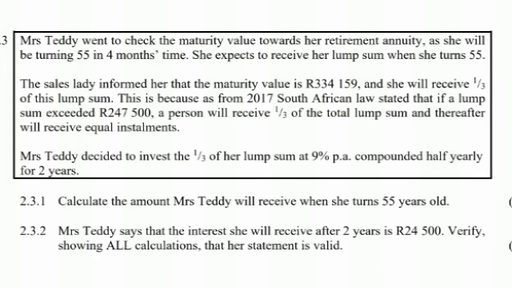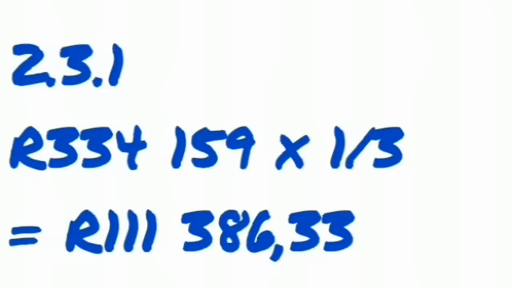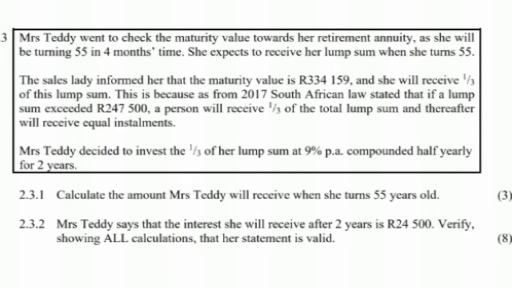Mrs. Teddy decided to invest the 1/3 of her lump sum at 9% per annum, compounded half yearly for 2 years. 2.3.1 says calculate the amount Mrs. Teddy will receive when she turns 55 years old. Now, we know that her total investment is 334,159, and because it's above the 247,500, she's going to receive 1/3 of that. So you will multiply by 1/3, and it gives you 111,338 and 33 cents. It's as simple as that.